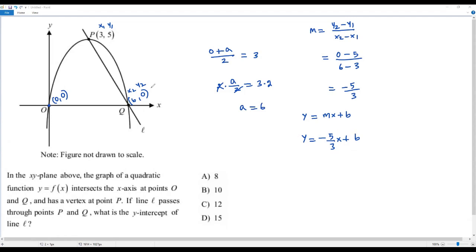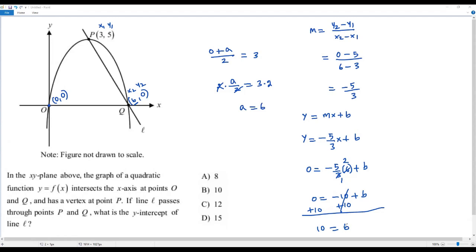Now let me consider the point (6, 0). We plug in the x-coordinate 6 for x and the y-coordinate 0 for y. Then we get 0 equals negative 5 over 3 times 6 plus b. Here 3 goes into 3 one time and 3 goes into 6 two times. We get 0 equals negative 10 plus b. Now let me add 10 to both sides. The negative 10 and positive 10 will cancel out. I'm getting 0 plus 10, that is 10 on the left side, equals b.